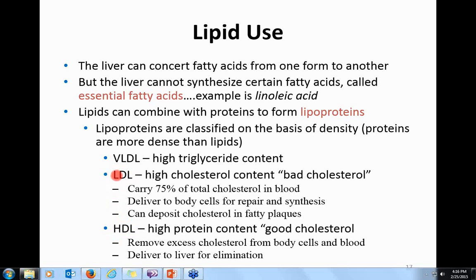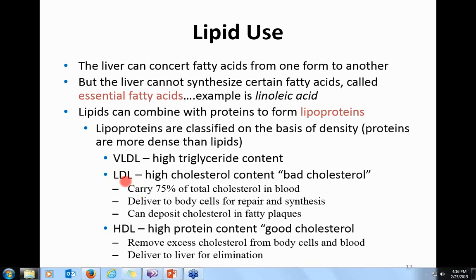LDL has high cholesterol content. In other words, they carry the cholesterol around in the blood, about 75%. If you remember, blood is mostly water. Cholesterol is a lipid, so lipids and water don't get along, don't mix. So you need transport mechanisms, and that's what the lipoproteins do.